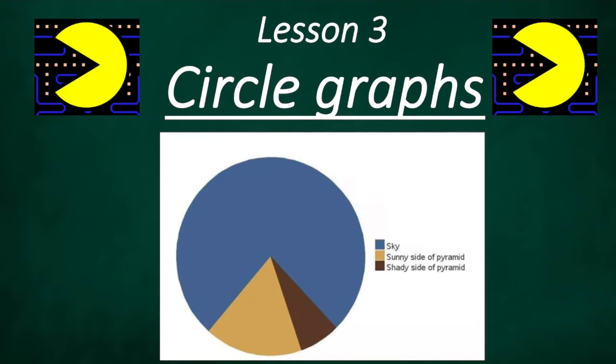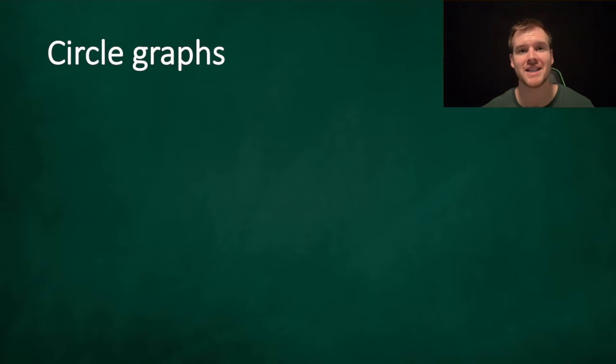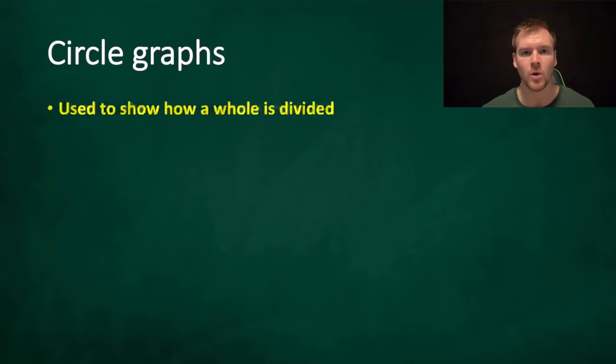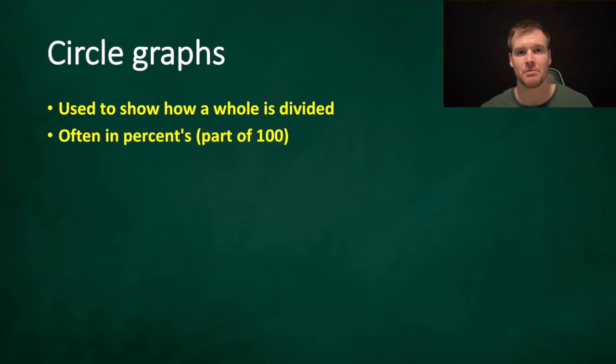This is our third lesson in graphical representations, and today we're going to be looking at circle graphs. Okay, circle graphs. This is a pretty popular type of visual representation. It's used to show how a whole or a total amount is divided into different sections, and it often shows the percent of these different sections as part of 100.